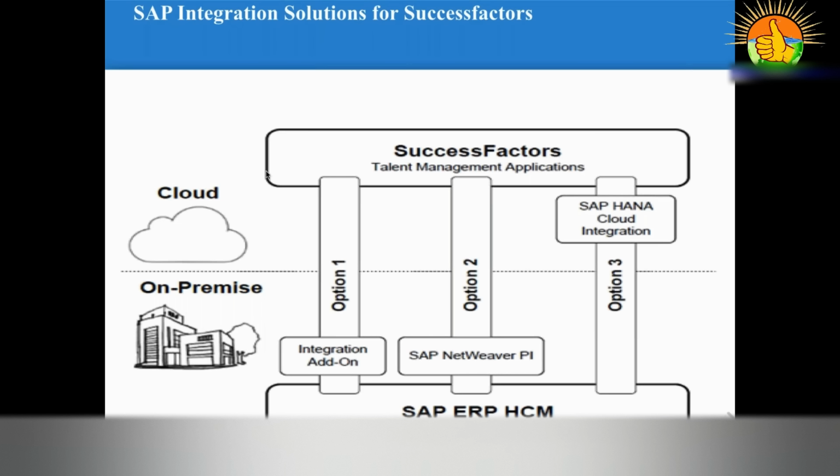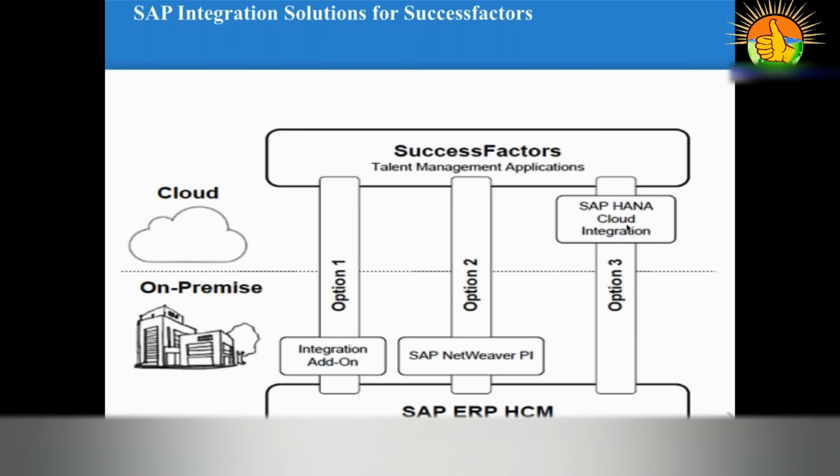And here there are a few examples of how this integration can happen. First option is by using an integration add-on in your on-premise HCM. That is, in case we use HCM, there is a switch kind of thing which we need to enable and do the configuration from on-premise HCM. Then there is SAP NetWeaver PI which you can use from your on-premise SAP HCM solution. Again, in your cloud SuccessFactors, you can use something called SAP HANA Cloud Integration tool. These are some of the tools by which the systems can be integrated.